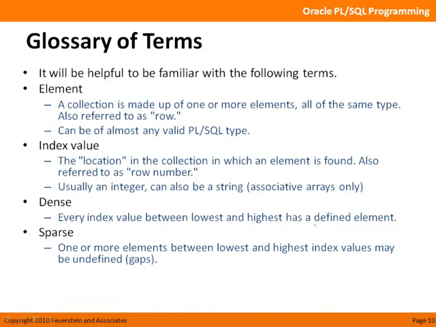And the opposite of a dense collection is a sparse collection in which one or more elements between the lowest and highest may be undefined. So for example, I can have an element defined at index value 1 in my associative array. I can have an element defined at index 5 in my associative array, but nothing in between. That would be a sparse collection. Sparse collections are trickier to work with. You can run into errors that might not occur in a dense collection, but they also offer some really nice functionality, especially to emulate unique keys and primary keys, unique indexes and primary keys in your tables.